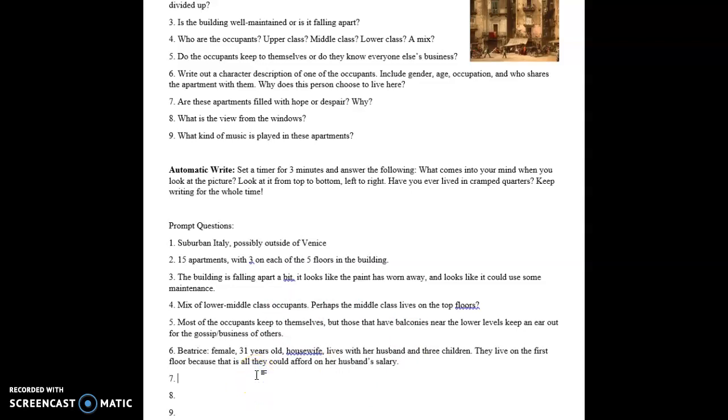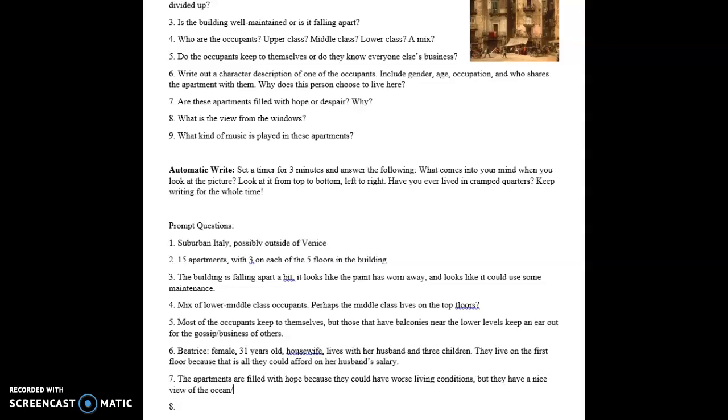Are these apartments filled with hope or despair, and why? That's a good question. I'm going to say that they're filled with hope, because they could have worse living conditions. But they have a nice view of the ocean.